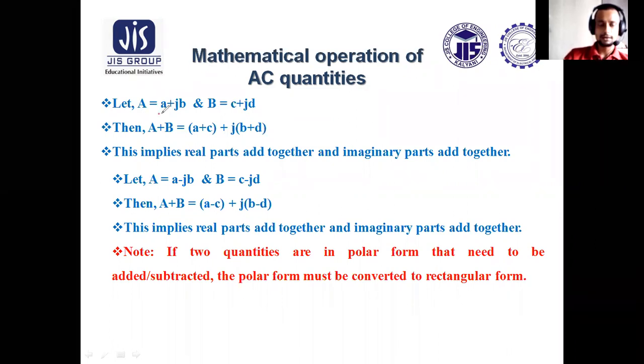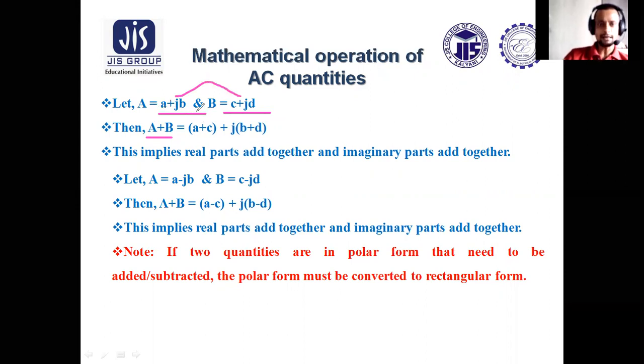Suppose A equals a plus jb and B equals c plus jd. Then what would be A plus B? For addition, as we discussed, rectangular form is used. These two are in rectangular form, so addition can easily be done.